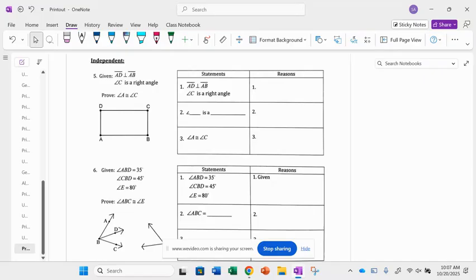So did we show that they were both 80 degrees? And so the last thing we always write in our proof is what? The last statement is always what we want to prove.